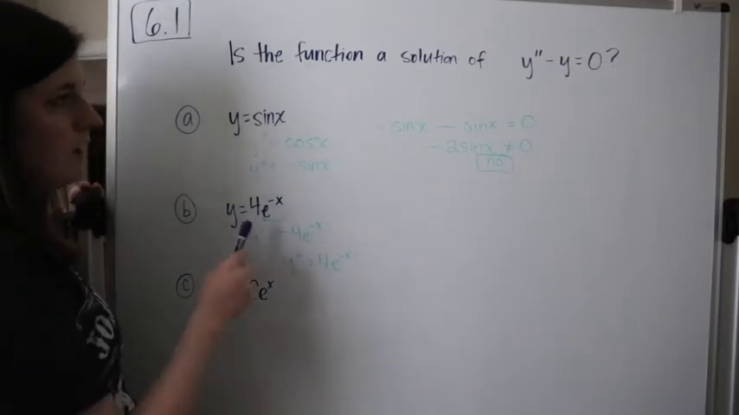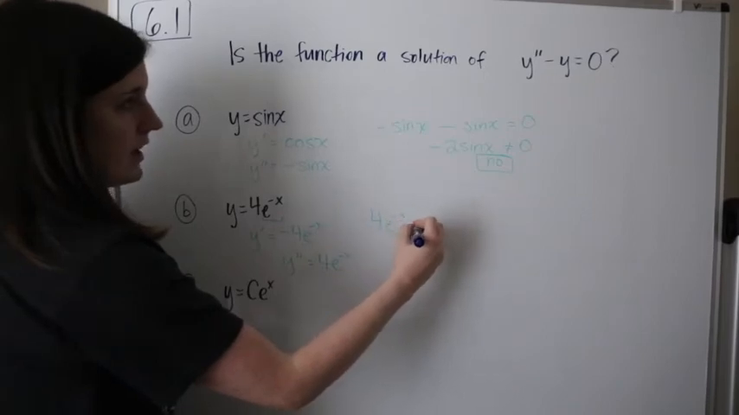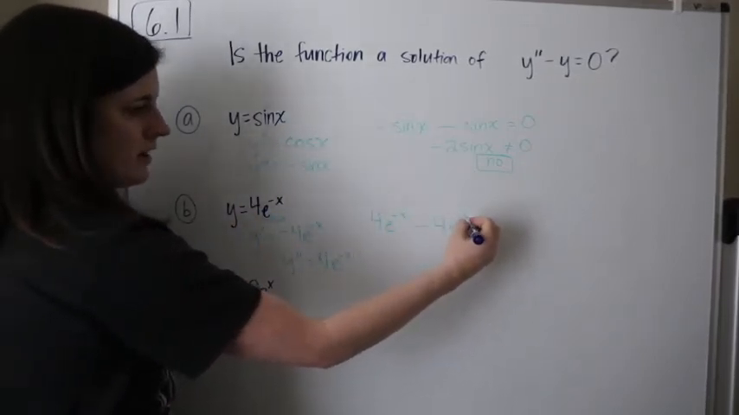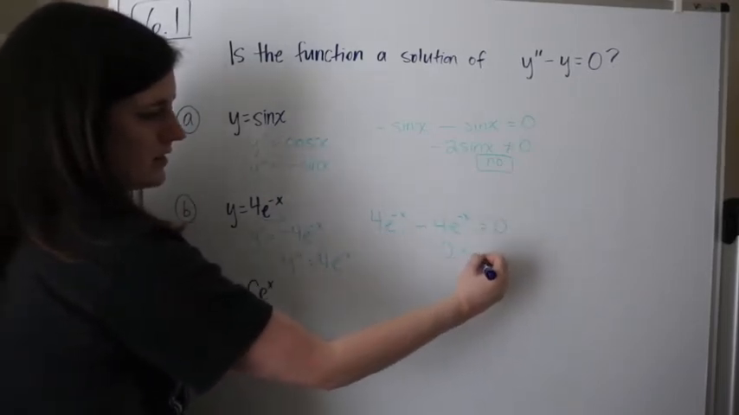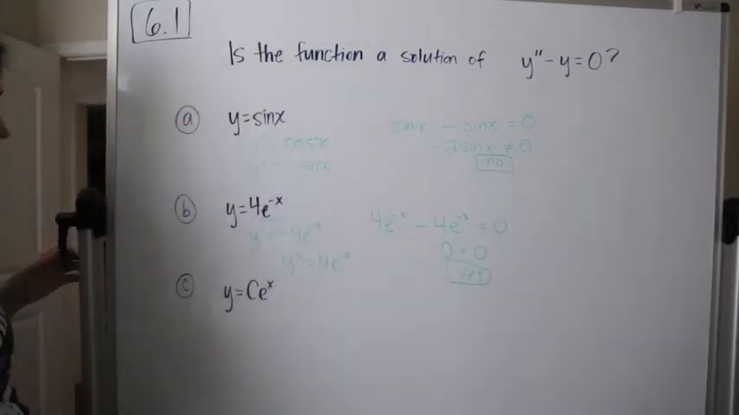I'm going to pull my formula in, the second derivative for e to the negative x, and I'm subtracting my initial y, which is 4e to the negative x. Those are the exact same, and we have subtraction, so they are canceling out. And so yes, this is a solution to that equation.